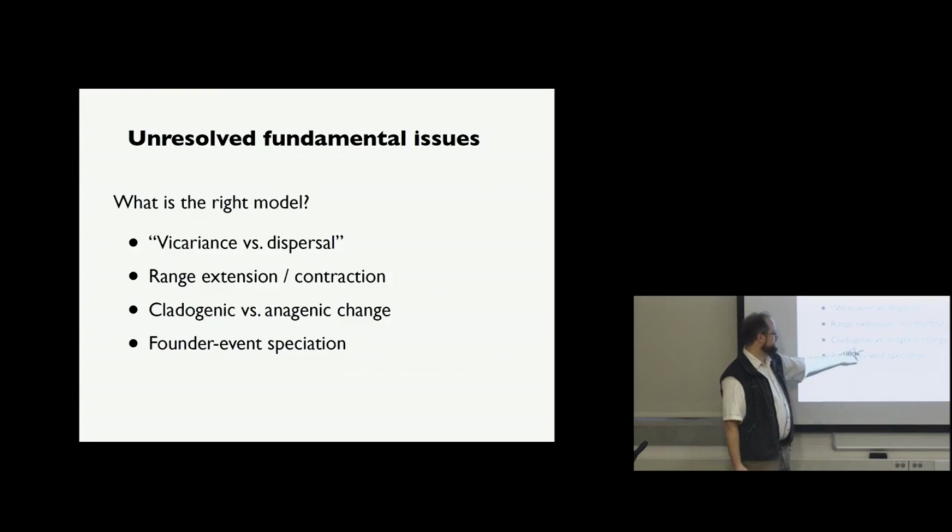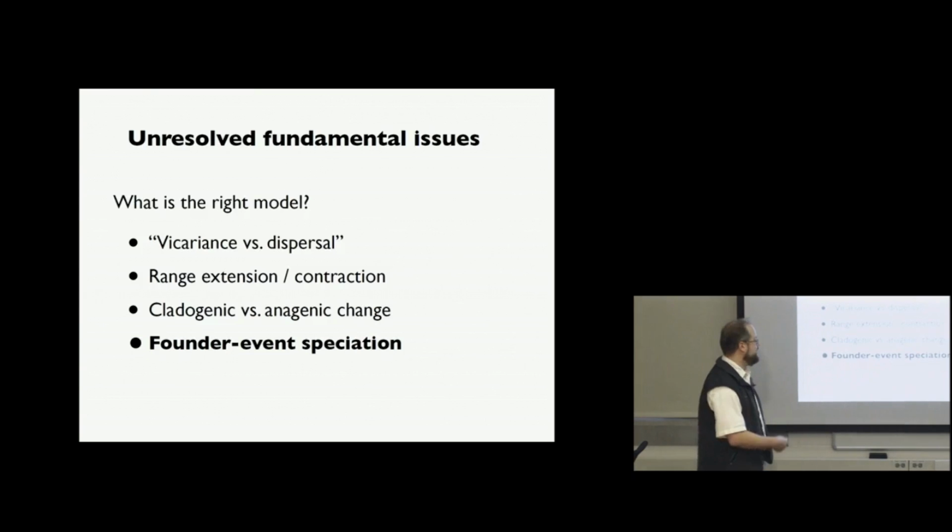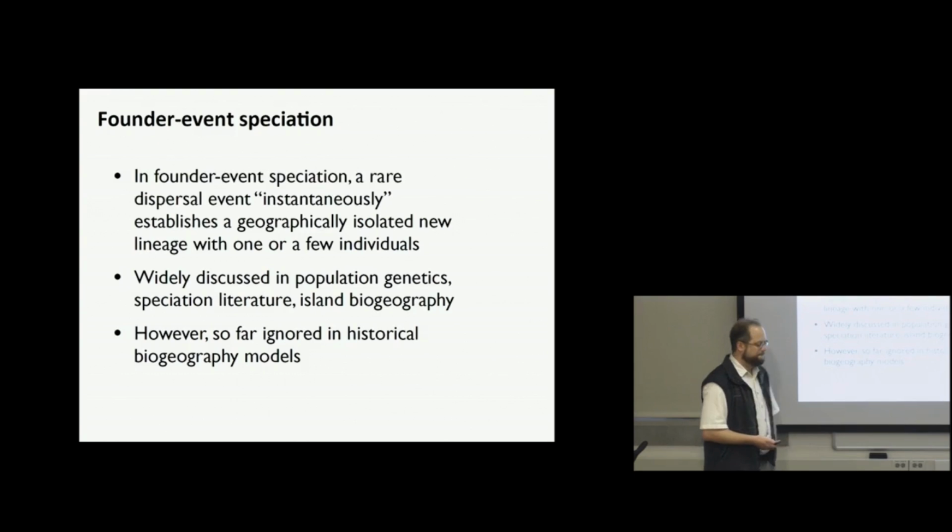Which of these kinds of processes is most important? The one I'm going to focus on here is founder event speciation, which I mentioned has sort of been discriminated against, at least by vicariance biogeographers. It would be nice to put this into the models and see if it does something useful for us, and if it's a better model or not. I'll talk about what founder event speciation is.